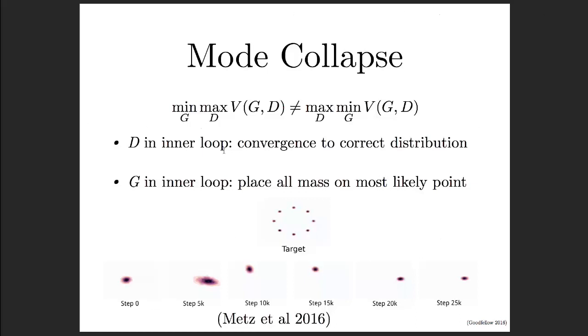In particular, if we look at the minimax version, the min-max and the max-min do different things. If we do the min-max, where we put the discriminator in the inner loop and maximize over it there, then we're guaranteed to converge to the correct distribution. In practice, we don't actually do the maximization in the inner loop. We do gradient descent on both players simultaneously.